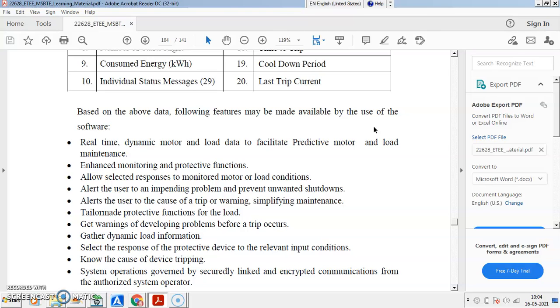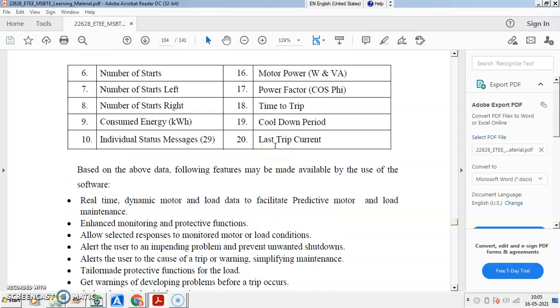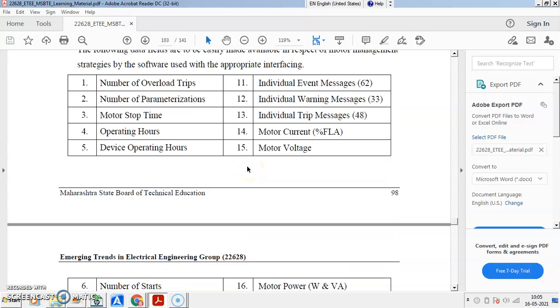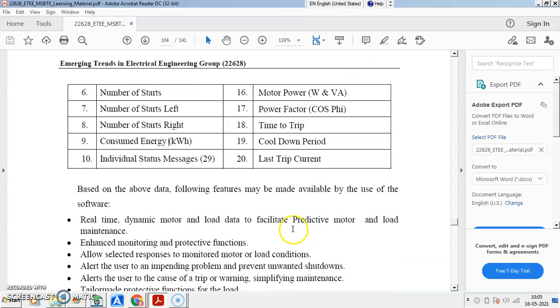These particular parameters are also analyzed for enhancement of the monitoring and protective functions. Enhancement in the monitoring: what to monitor and what to protect, until and unless I know. The motor is having individual status signal 29 times. Means what? The motor is having total trip messages 48. What? Then number of overload trips. What? So what happens because of this? Then and only then can you design an enhanced monitoring and control system.